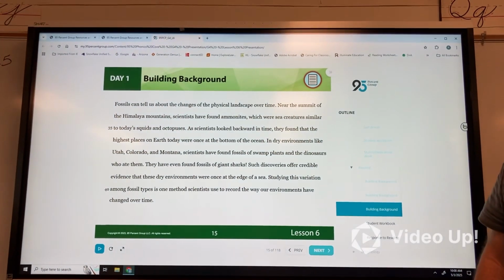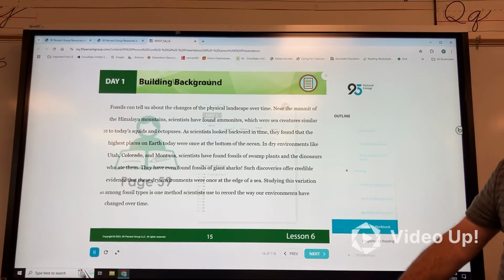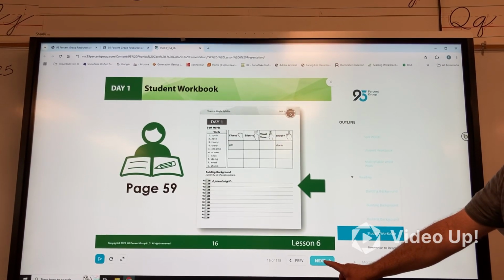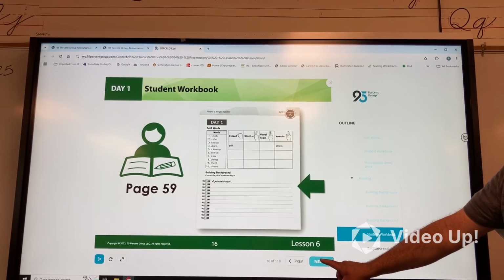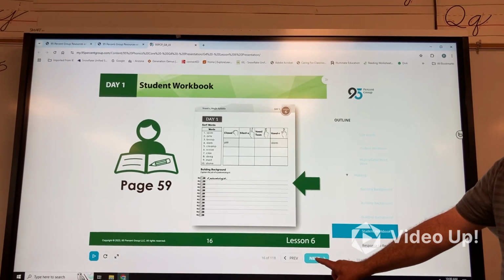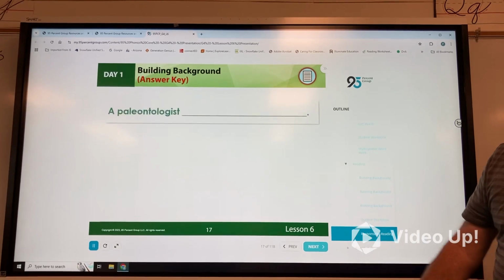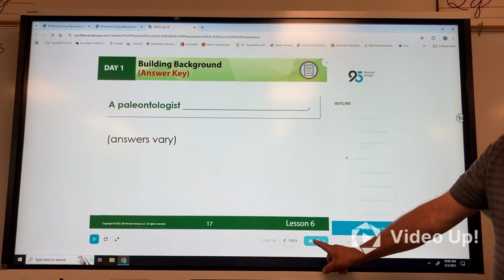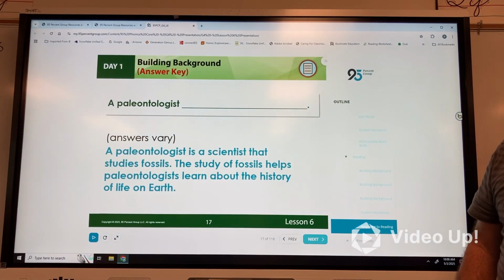Once that's done, we'll take a section of the story and start pulling out our key words. So in this example, they're talking about a paleontologist and what the job of a paleontologist might be. Some students may know what it is, some students may not. Here is a sentence starter to help the students, which is also in the workbook.